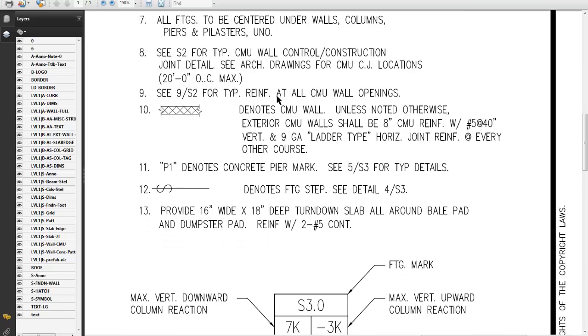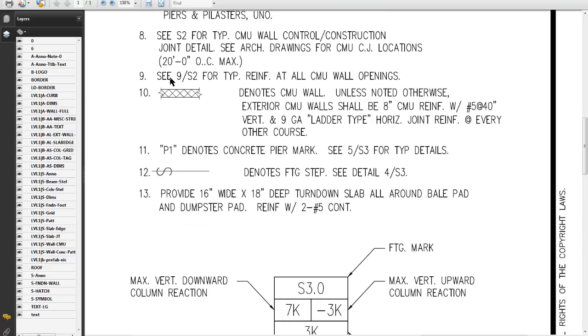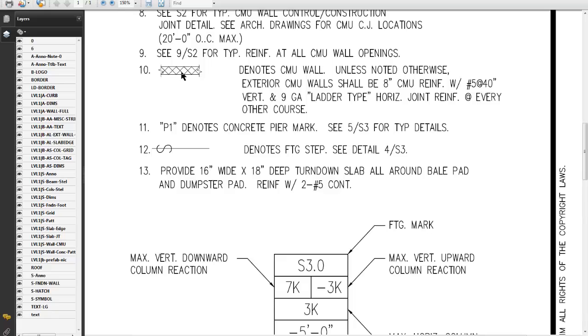Just some typical notes that you might see are references to other sheets. This is sheet S2 for typical CMU wall construction, basically is what it's saying. See detail 9 on S2 for reinforcement. This is what they're using for a CMU wall. Hopefully, you remember what CMU is. If you don't, go look it up.